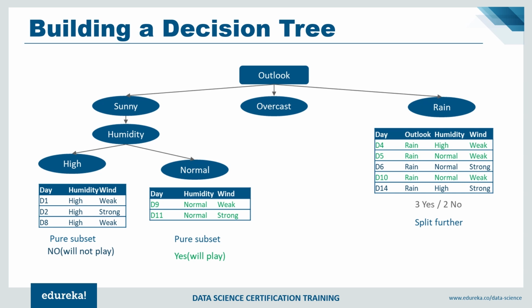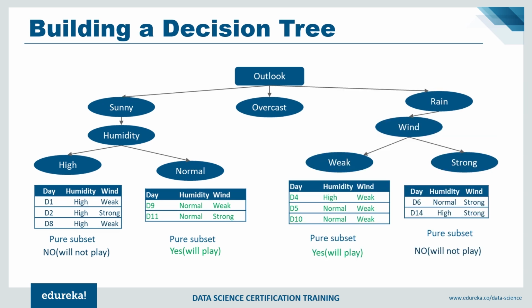So let's do the same for the rainy day. During a rainy day, we have the wind classifier. If the wind is weak, it becomes a pure subset, and we're going to play. And if the wind is strong, it's a pure subset, and we're not going to play.